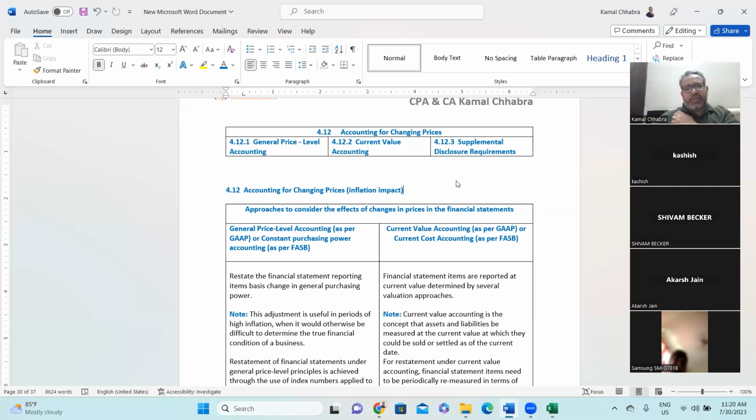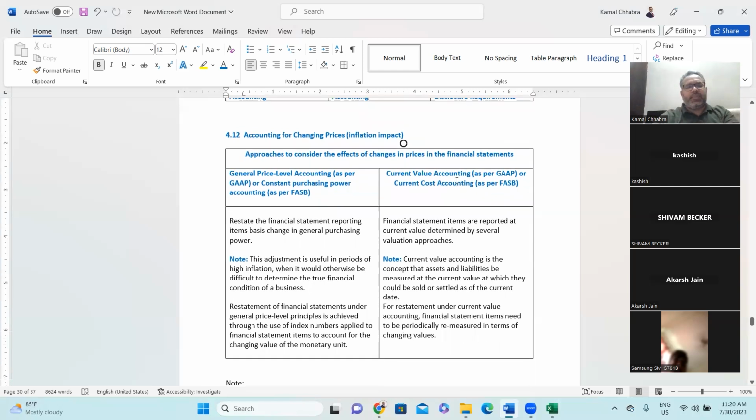Right? So now coming to the first part, which is accounting for change in price. This is majorly because of inflation impact, like we have discussed, and it majorly has two things. One is general price level accounting, second is current value accounting. In US GAAP, we call it general price level accounting, but in IFRS, we call it constant purchasing power accounting. That is the difference in terminology. Whereas current value accounting, we call it that in GAAP, but in IFRS, we call it current cost accounting. So that's a terminology difference, but overall, the calculation and impact is the same.